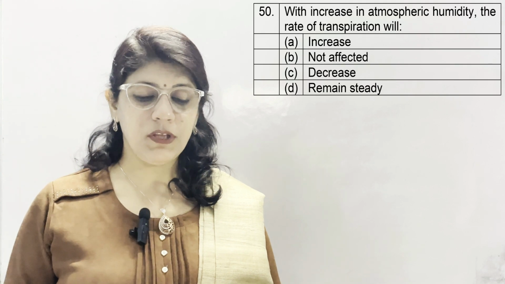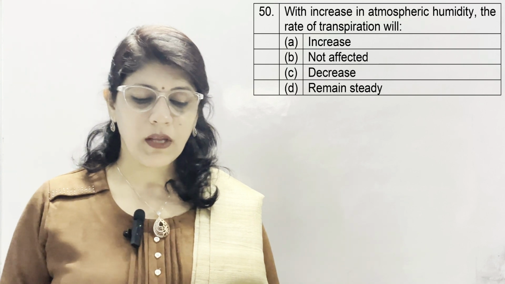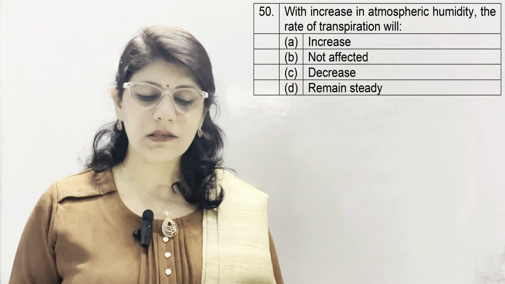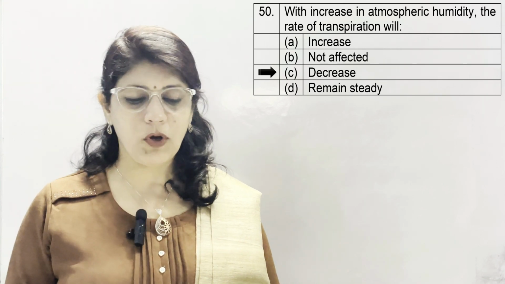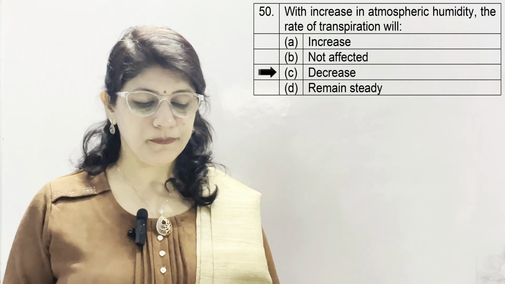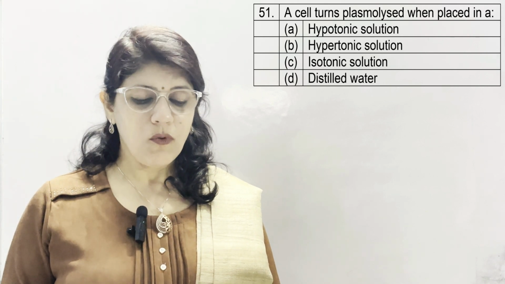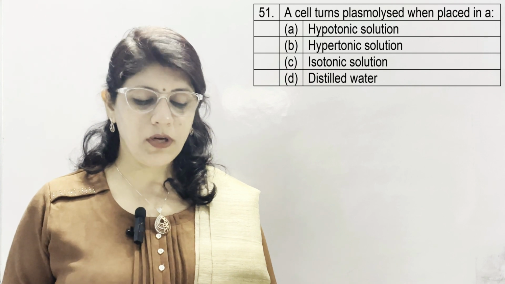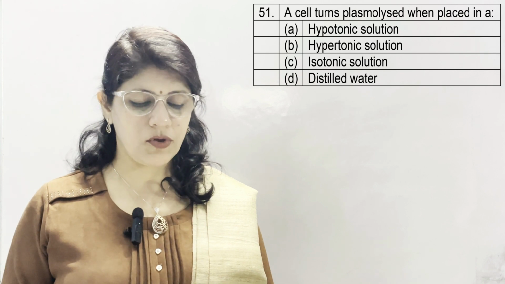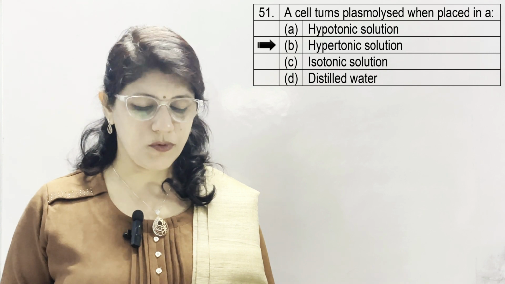In question number 50, with increase in atmospheric humidity, the rate of transpiration will A option increase, B not affected, C decrease, and D remain steady. And correct option is C, because it decreases. Rate of transpiration decreases with increase in humidity. In question number 51, a cell turns plasmolysed when placed in A option hypotonic solution, B hypertonic solution, C isotonic solution, and D distilled water. And the correct option is hypertonic solution.